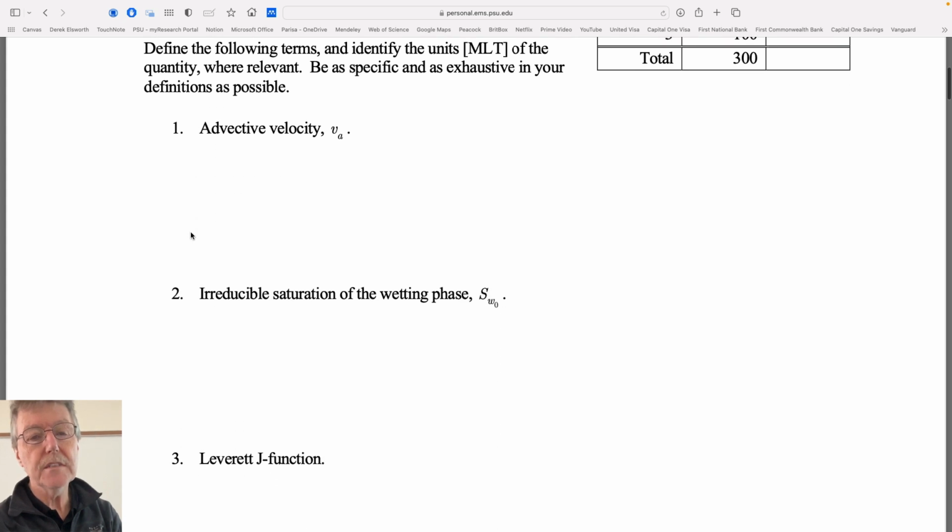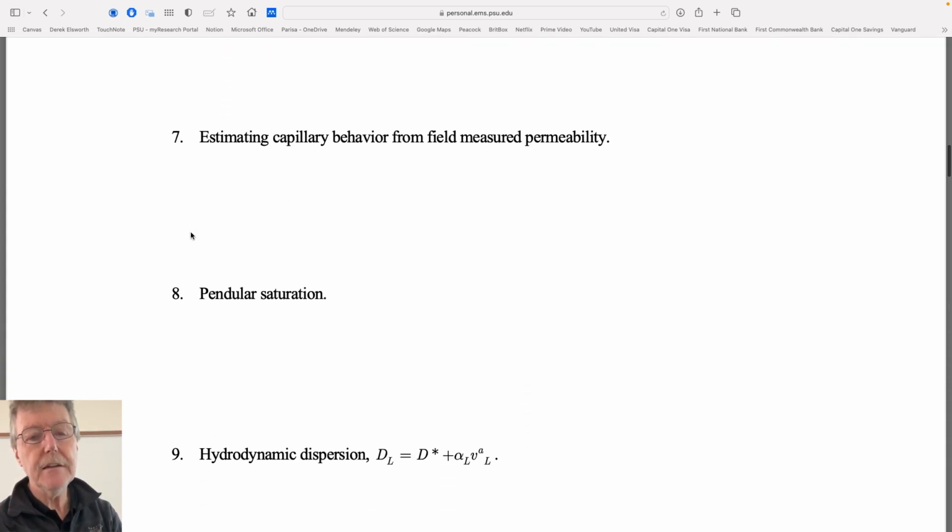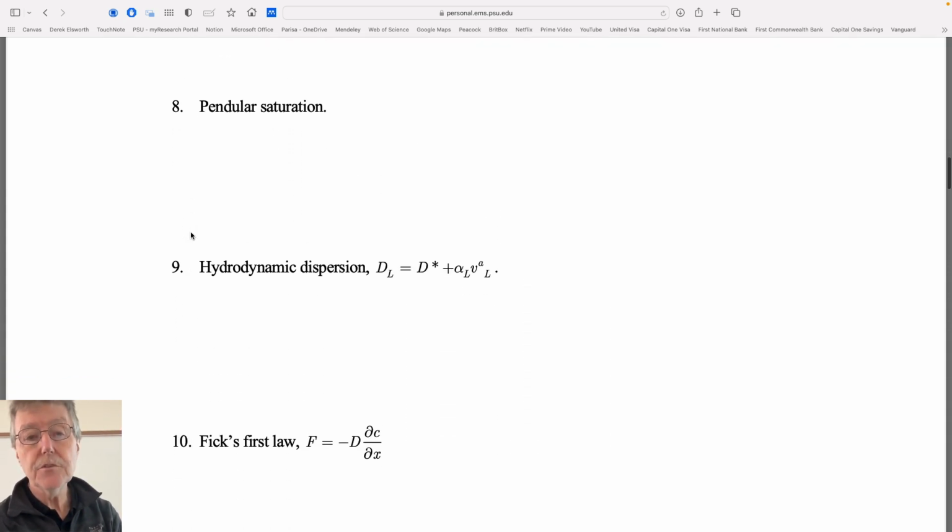Question 1 is a brain dump for 10 different things. These are all things that we'll talk about in class in each of the materials, and I'm just asking you to dump everything you know about hydrodynamic dispersion. What is longitudinal dispersion? What is D star? That's diffusion. What is alpha L? Well, it's the mechanical dispersion coefficient.